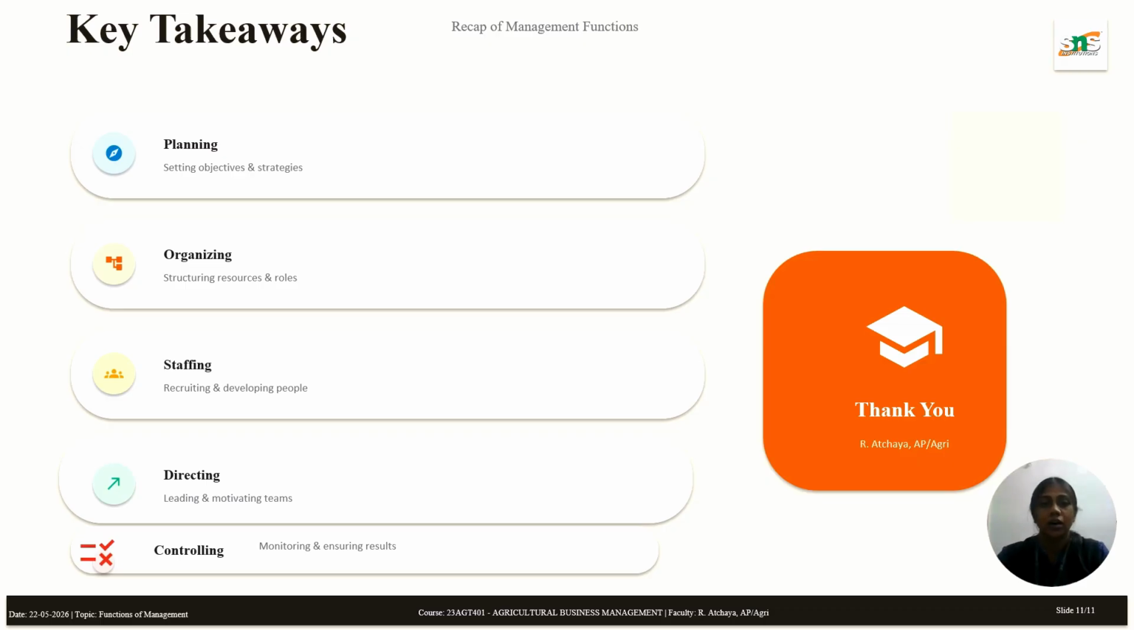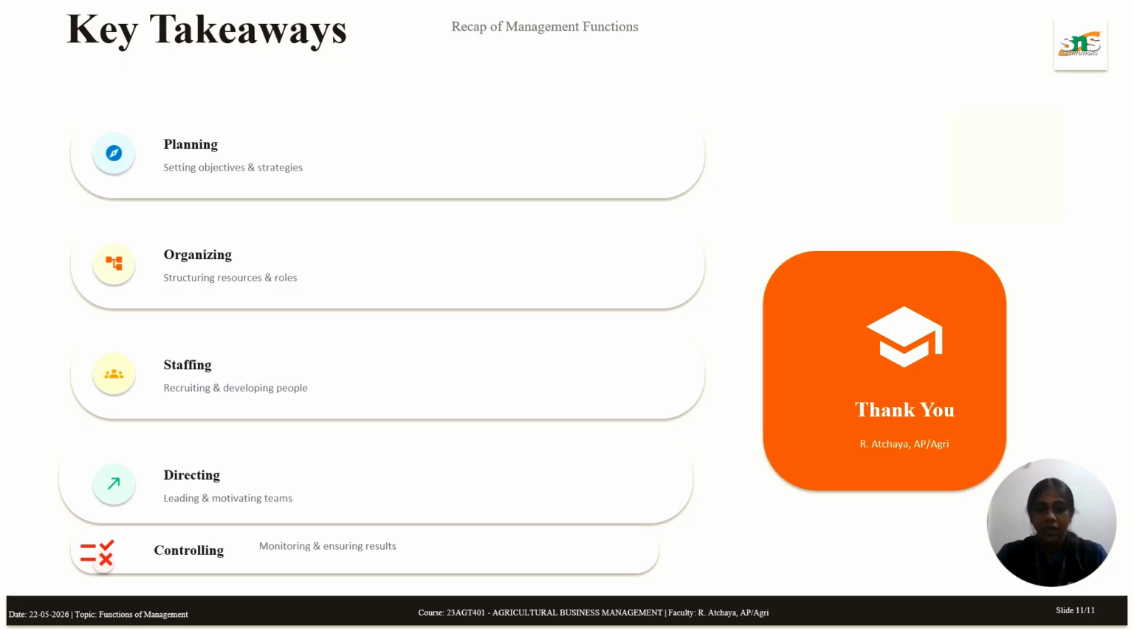Then here comes the key takeaways. Let us summarize today's session. Planning, as we all know, a small recap here. Planning, which means setting goals and strategies. Organizing, which means structuring the resources and responsibilities, like key roles and responsibilities have to be aligned with the organizational hierarchy level. And also staffing, recruiting the right people, and developing people.